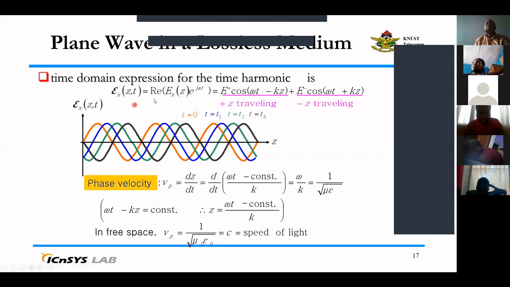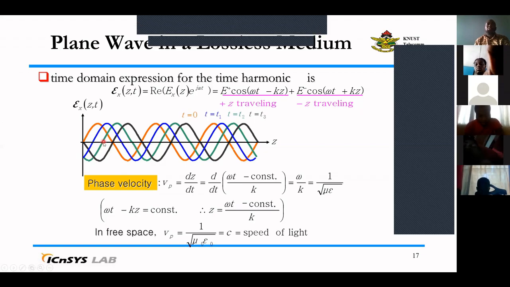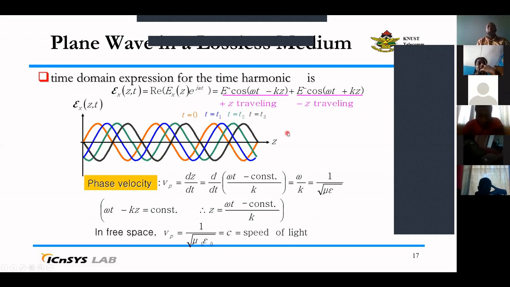The Ex, or the field, is always made up of two components, of a forward traveling wave and a backward traveling wave. So you can look at this as a reflected wave. Unless there's no reflection, there's always the forward traveling and the backward traveling. So this is a sinusoidal wave at different time scale. At t equals 0 is this one here. And at another time, t equals t1 is this one here, the blue one. And at another time, t equals t2 is the green one. And t equals t3 is the black one. So continuously, the wave keeps traveling along the Z direction.